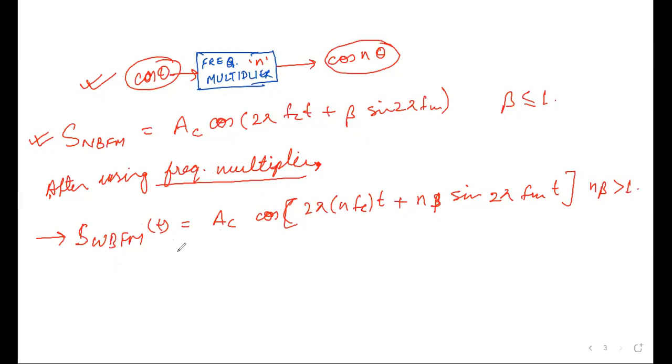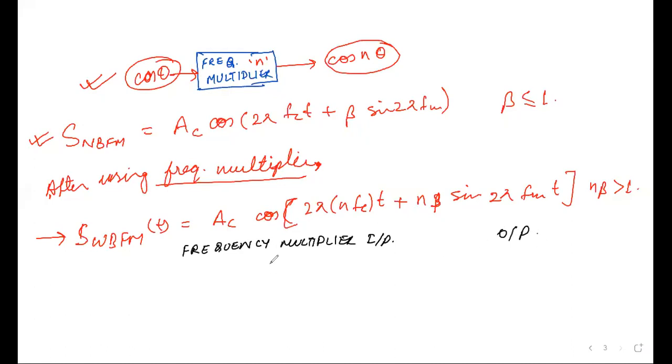Okay, so at the frequency multiplier input, what are we giving at the frequency multiplier input, and what are we getting at the output.